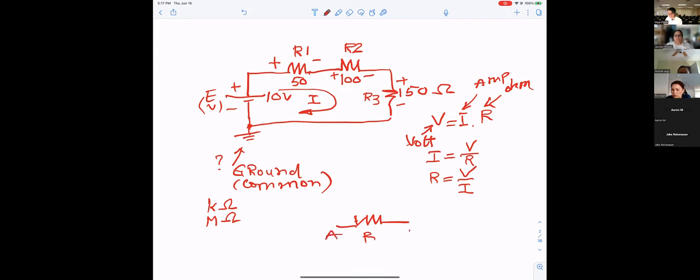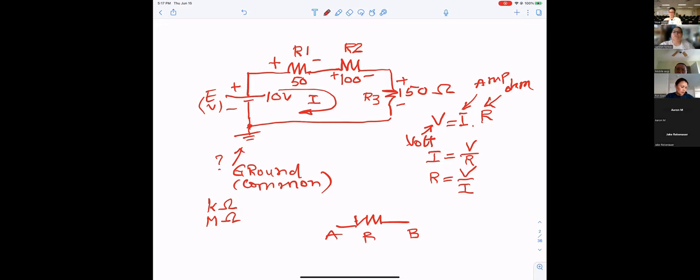A here, B here. My question is telling me which side is positive. I give you the resistor and ask, tell me which side will be positive. Someone says A. Who else? A would be positive. Okay, another one. Who else?